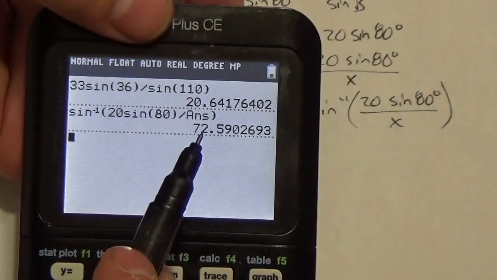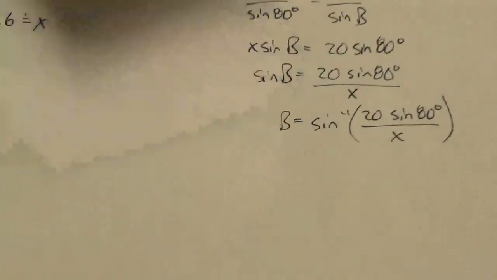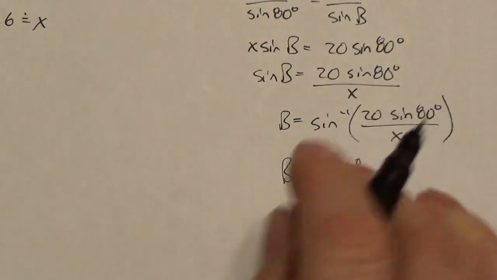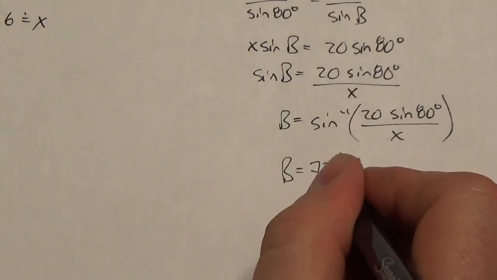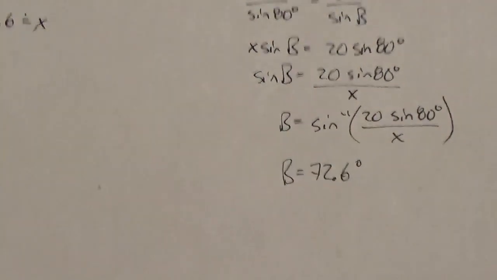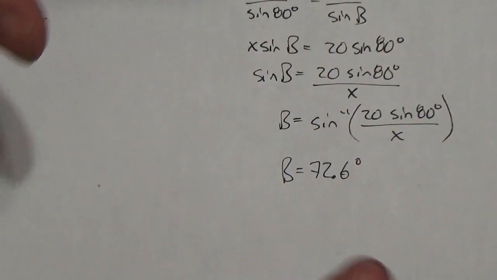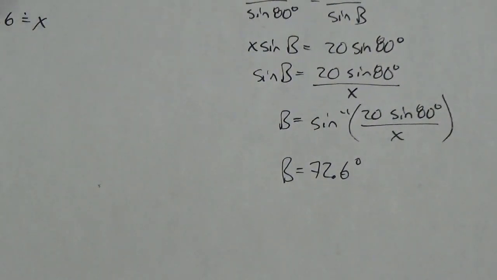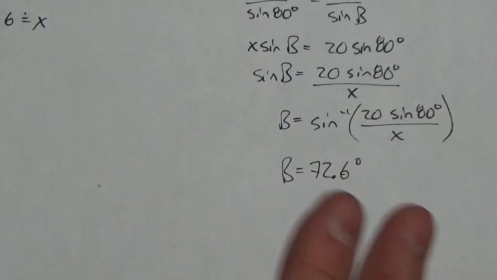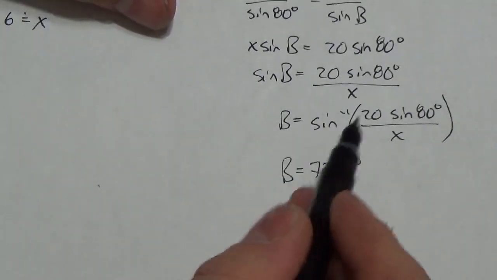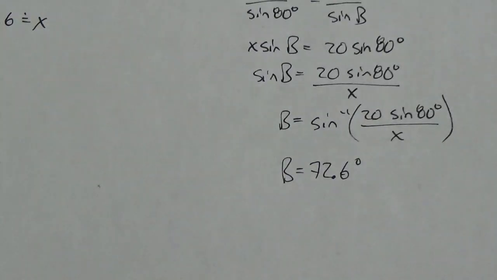To the nearest tenth, that's going to be 72.6. Angle B is 72.6 degrees. So there you go. I've done a few questions where you use the sine law to find side lengths, and we've done a few questions where you use the sine law to find angles. In terms of the amount of work, it's basically the same. What we're doing is cross multiplying and dividing, but when you're looking for an angle, you've got this one last step here. We're going to take the inverse sine.